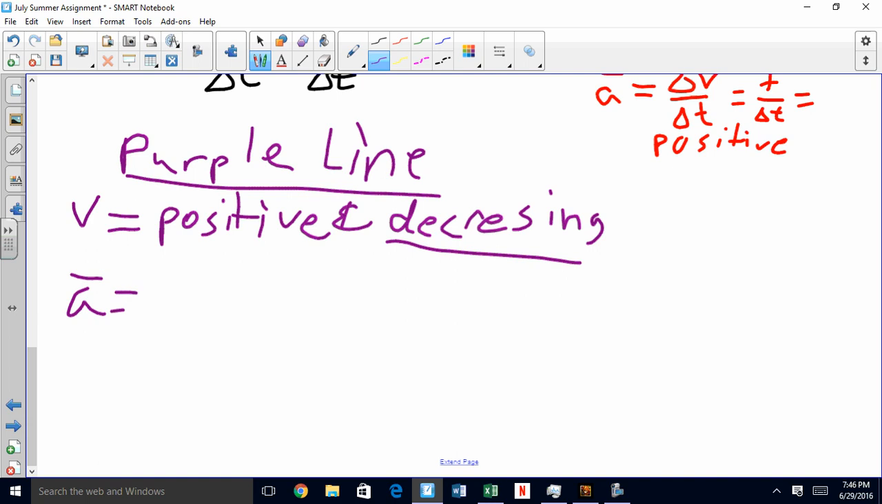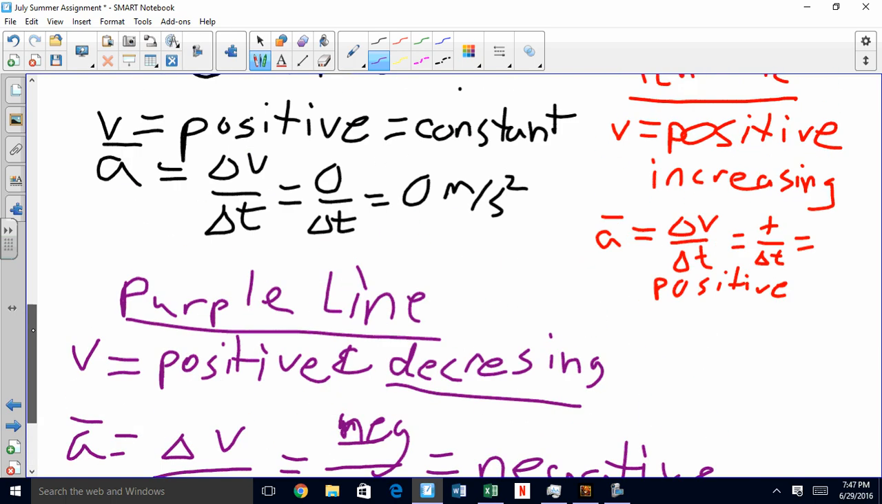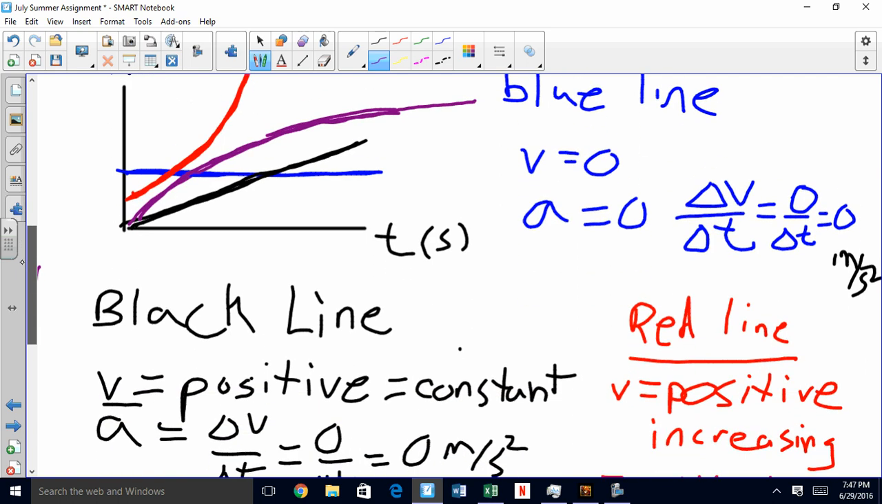we're going to have delta V over delta T. Well, if the velocity is decreasing, that means delta V is going to be negative. Well, a negative number over delta T, that means we're going to have a negative acceleration. And again, I haven't put any numbers in, so we can't actually calculate it. But visually, I just wanted you to get that idea.